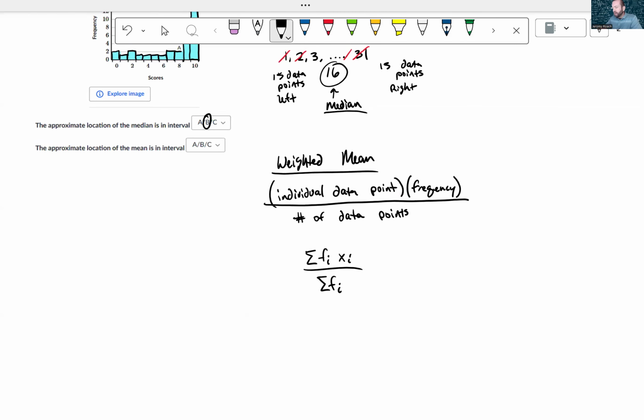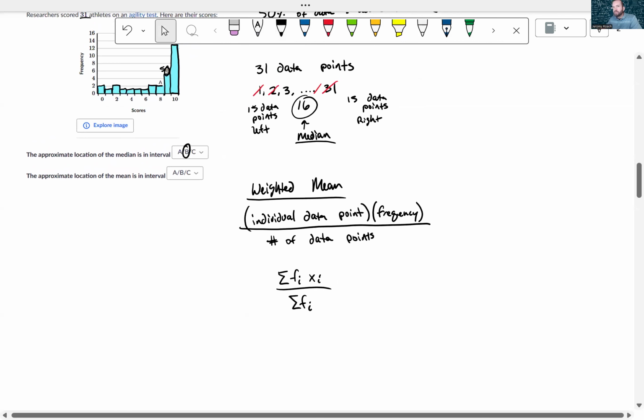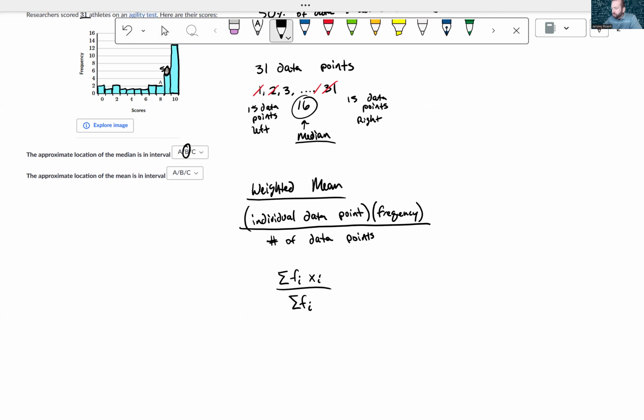But let's take a look now at what these individual data points are. So a person who got a score of 0, that's our first group there. There are 2 people that got the 0. So 0 times 2 plus, because we're taking the sum of, that's what sigma is telling us.